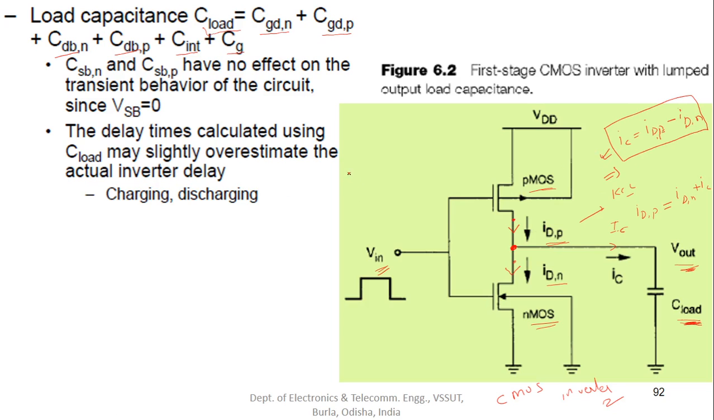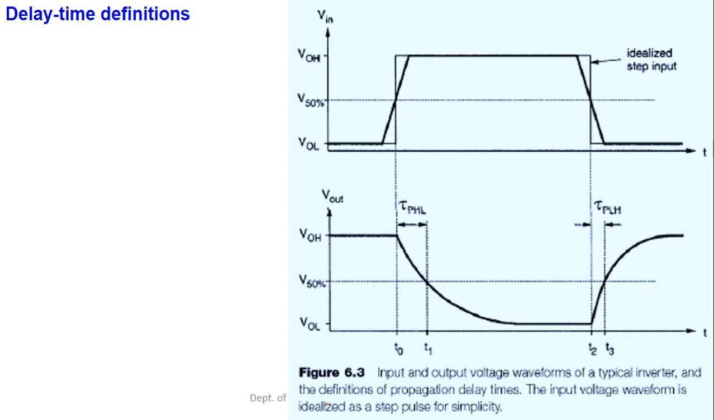The delay times calculated using C load may slightly overestimate the actual inverter's delay, because we have assumed simplistic things. Now we will see the delay time definitions that are associated with the signals when the input signals are provided and output signals are being taken out from the circuit.